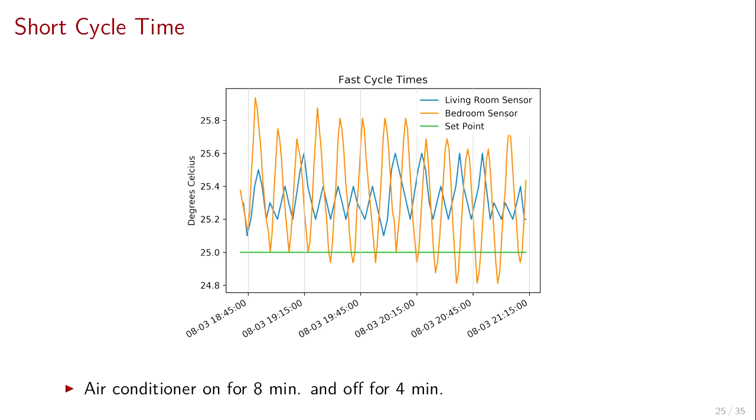I said, okay, when it's 25 degrees, turn the AC off. And it did exactly that. It cooled it down to 25, turned it off. Heated up a little bit. The next event loop went by, started cooling it down again. This meant the AC was on for like 8 minutes and off for 4 minutes at a time. It's basically a child going like this with the aircon.